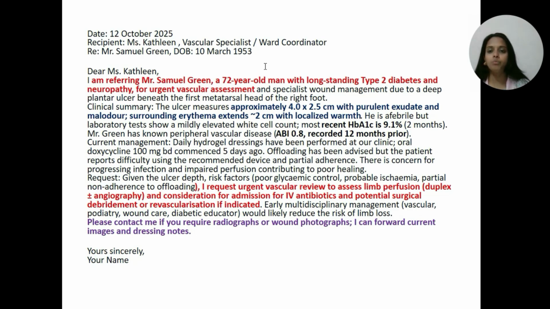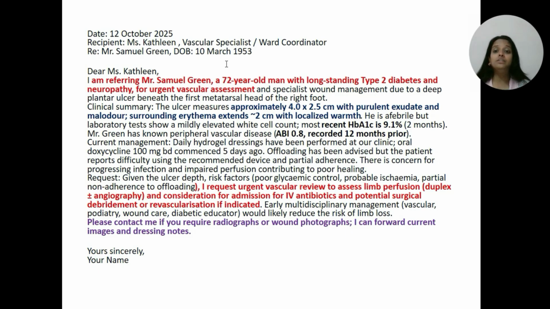Now, let me break this down. The first one is the purpose and the reader focus. We say it as task fulfillment, right? If you see here, the purpose appears in the opening line itself. Like, I'm referring Mr. Samuel Green, 72-year-old man with long-standing type 2 diabetes and neuropathy, for urgent vascular assessment. So the examiner sees immediately that the referral fulfills the task.